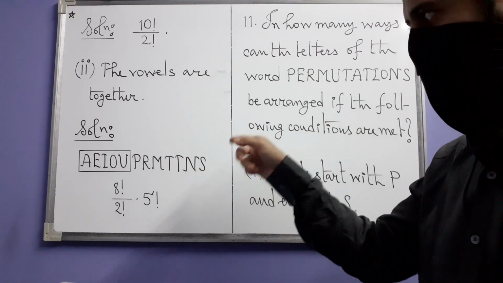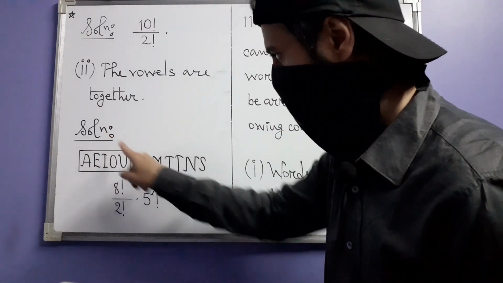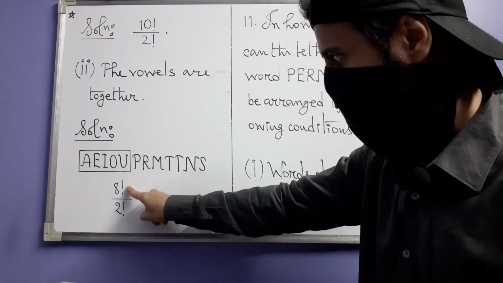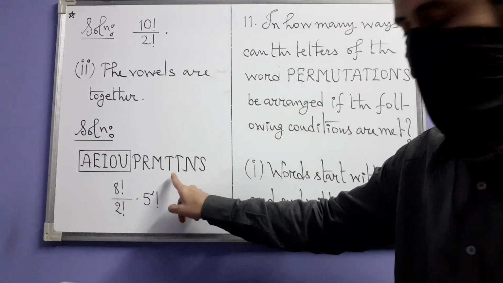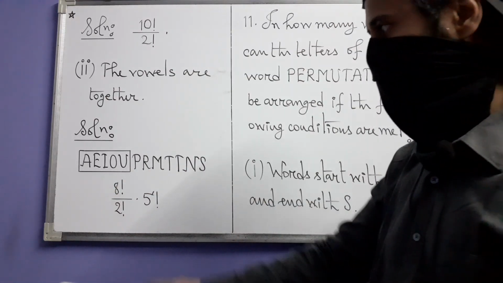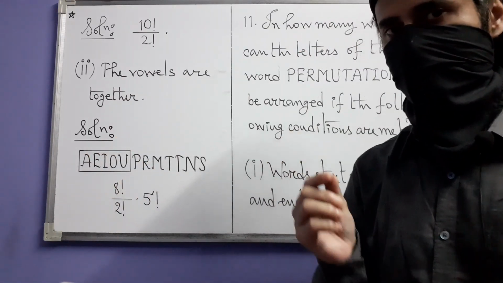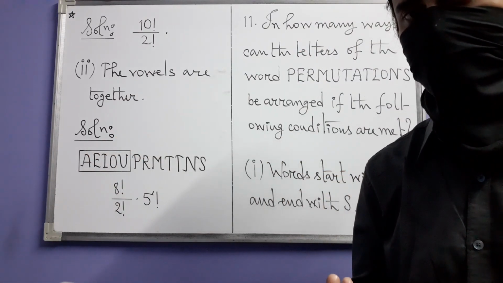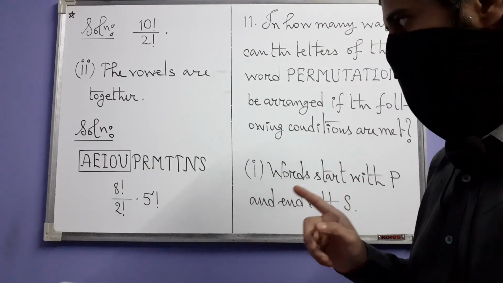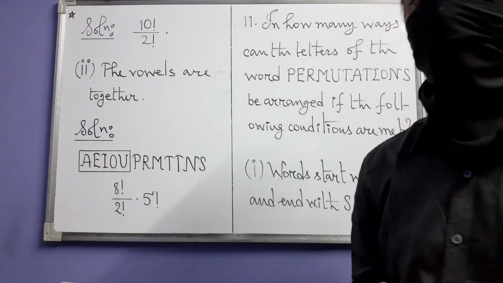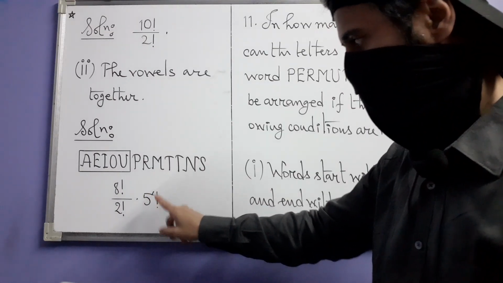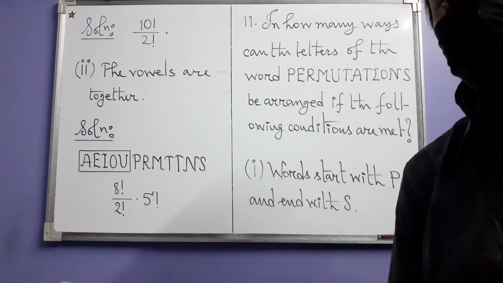Now, how many objects do you see here? 1, 2, 3, 4, 5, 6, 7, 8. So 8 factorial divided by, there is repetition, T appears twice, so you divide by 2 factorial. And then you take care of those things inside that box which you are considering as a single unit. They can arrange themselves in how many ways? You have 5 distinct objects here, and taking all of them together, they can arrange themselves in 5 factorial ways. So you multiply by 5 factorial.